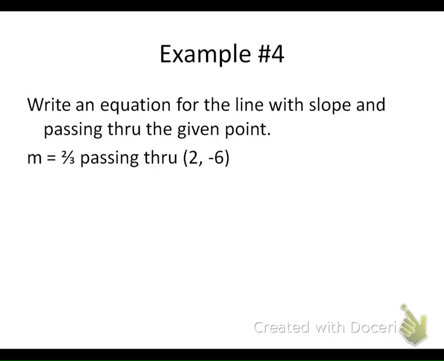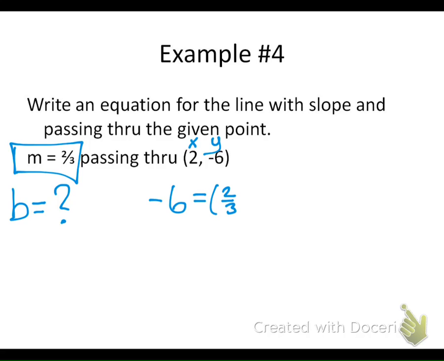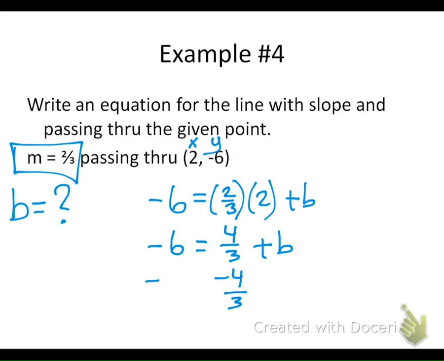For example 4, do I know m? Yes. Do I know b? No. I need to find b. How am I going to find b? Good. You put 2 in for x, negative 6 in for y, into y equals mx plus b. So we have negative 6 equals 4/3 plus b. I'm going to subtract 4/3 from each side.